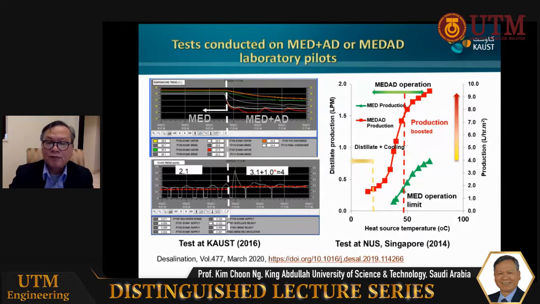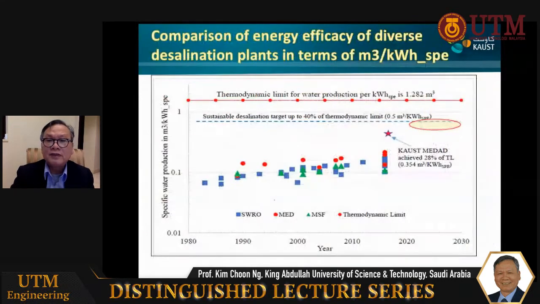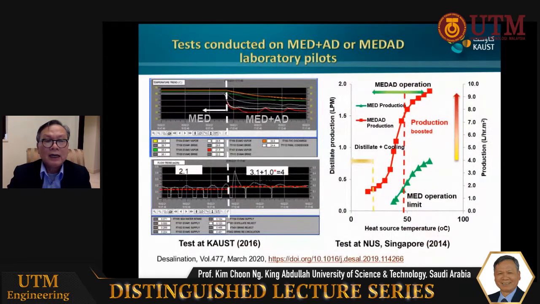Thereby, it improves the efficiency up to 25 to 28% of the thermodynamic limit indicated by the star point, which we presented in a recent paper at Desalination.